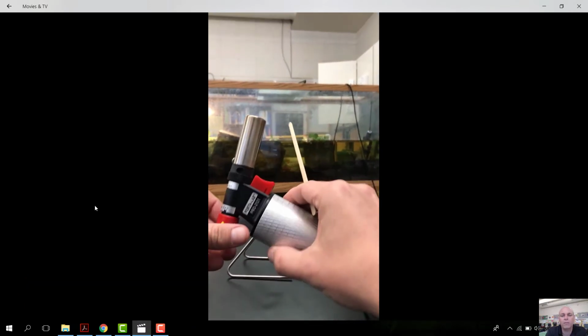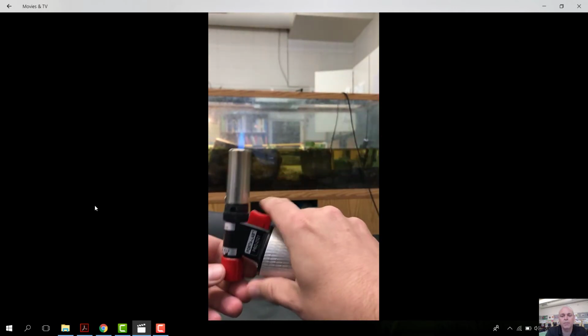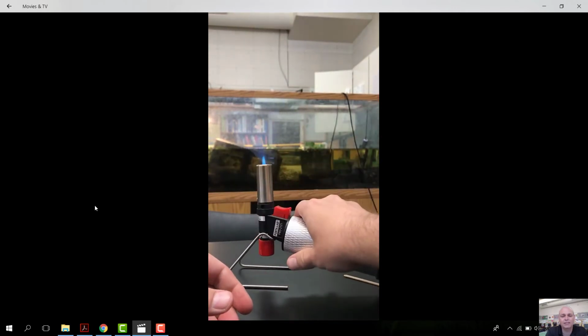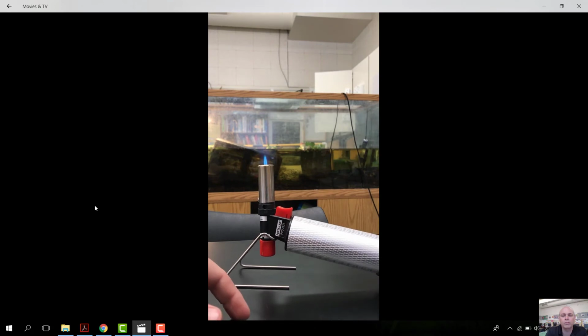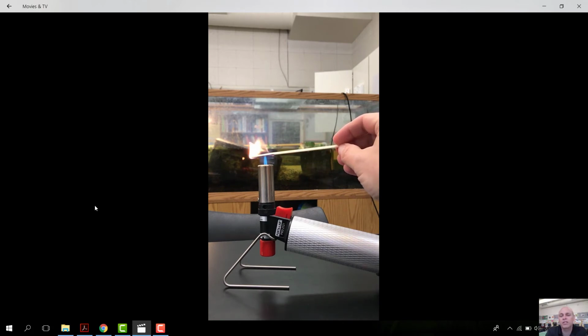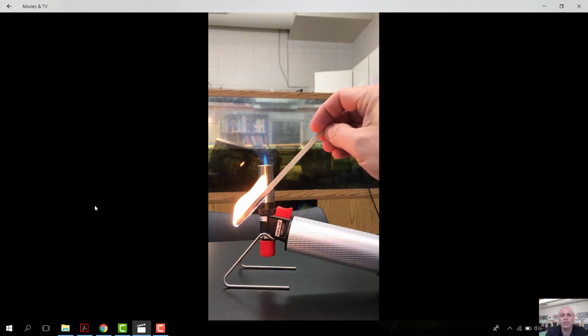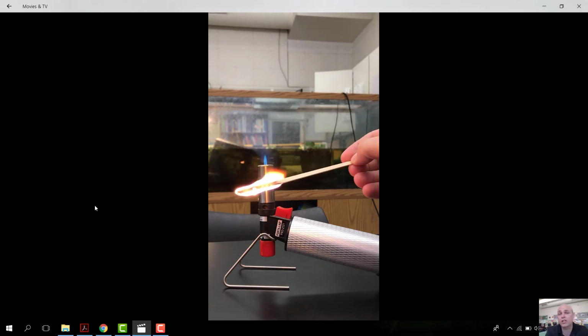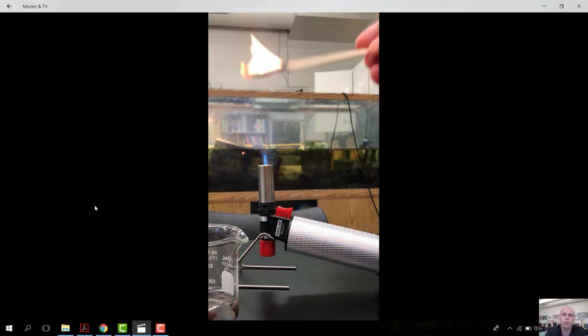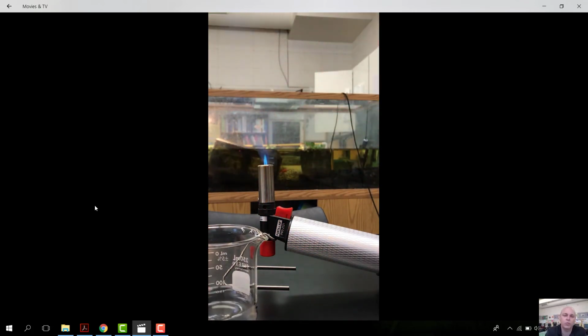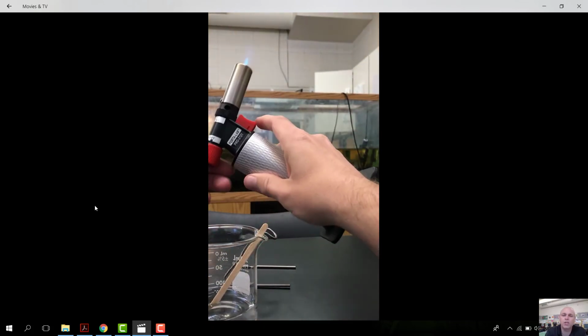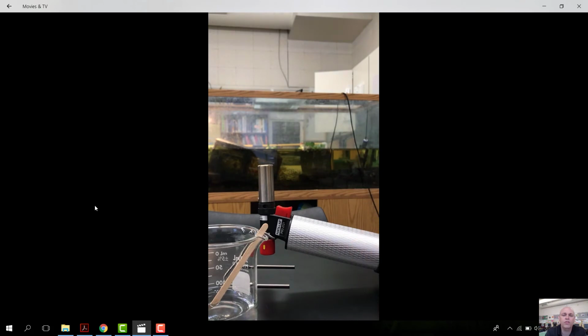All right, with this one I have my torch again. But in this case, I'm going to be burning the splint. And is the burning of the splint a chemical reaction or a chemical change or a physical change? So which one is happening as I burn the splint and we get all that smoke and the splint starts to disappear as it's burnt? Chemical or physical?